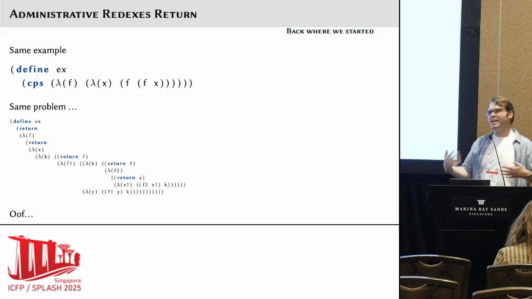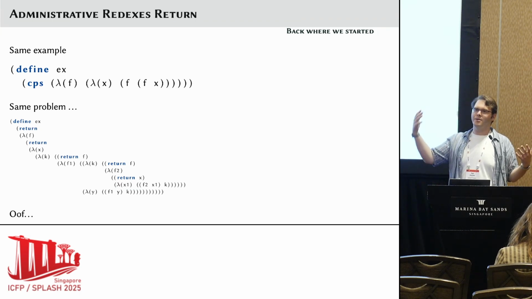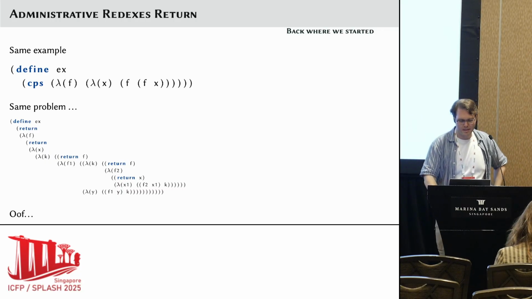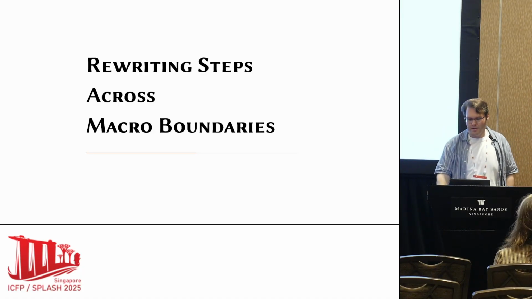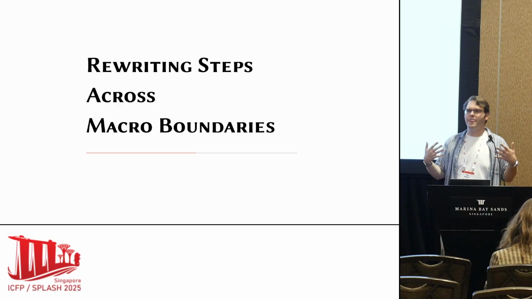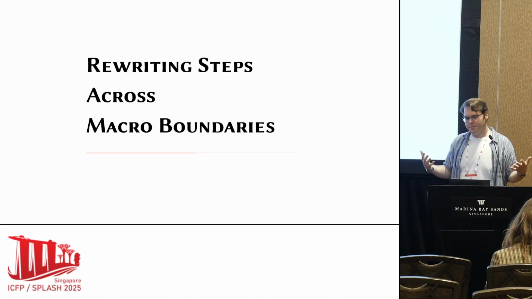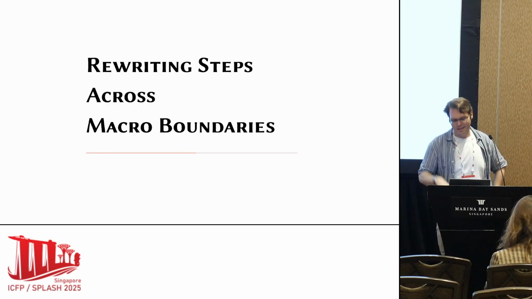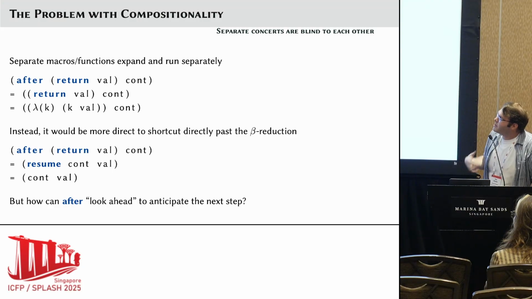So there seems to be this tension between compositionality, modularity, versus having concise, nice output, doing these optimizations and stuff like that. So can we have our cake and eat it too? This is really about trying to establish the modularity, compositional stuff, and then breaking that when we want to do these kinds of optimizations in the macro process. And so what's the problem?